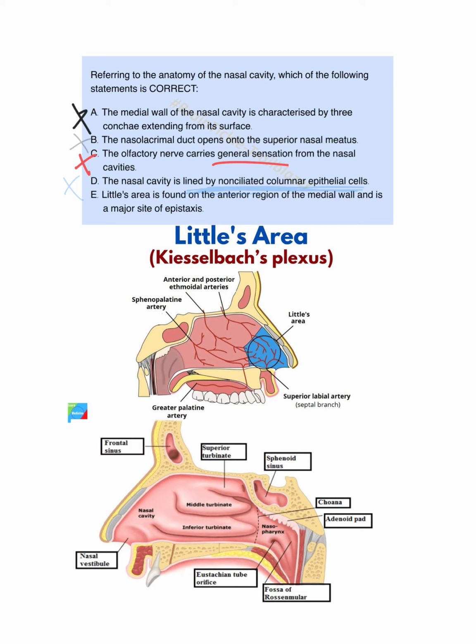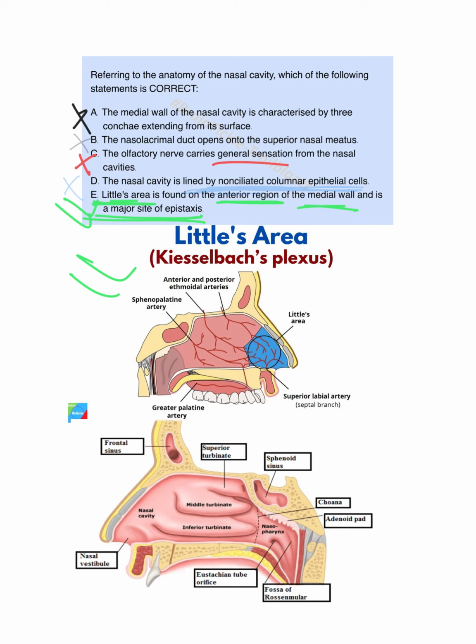Coming to part E, it says Little's area is found on the anterior region of the medial wall and is a major site of epistaxis. Now this is the correct answer for this question. It talks about the Little's area, which we just discussed, present on the anterior region of the medial wall, and this one here is the medial wall, and it is a major site of epistaxis.